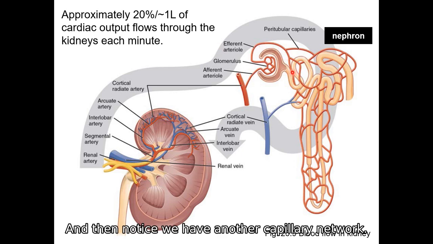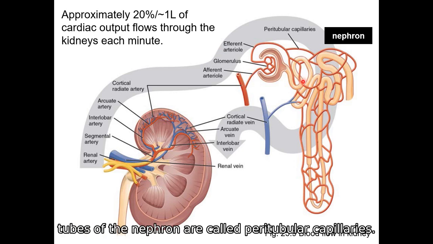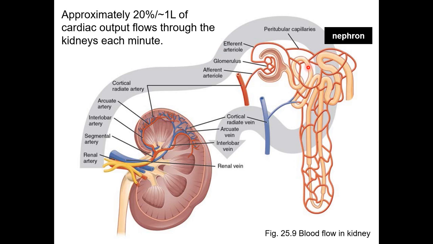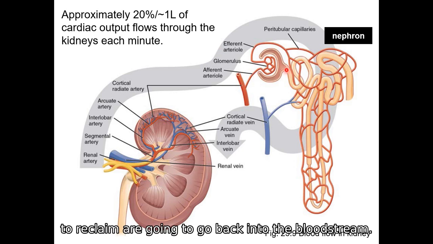And then notice we have another capillary network. So these capillaries that are going around the tubes of the nephron are called peritubular capillaries. These capillaries, very important, they are going to be involved in that reabsorption. So things that are filtered out that we want to reclaim are going to go back into the bloodstream.